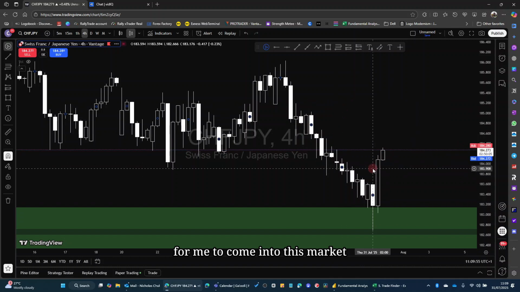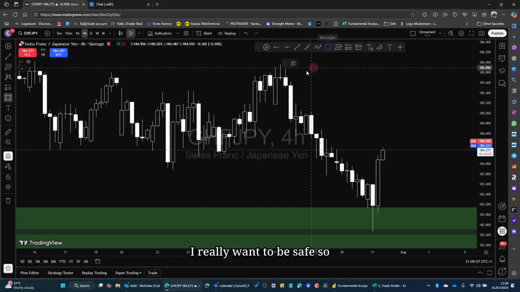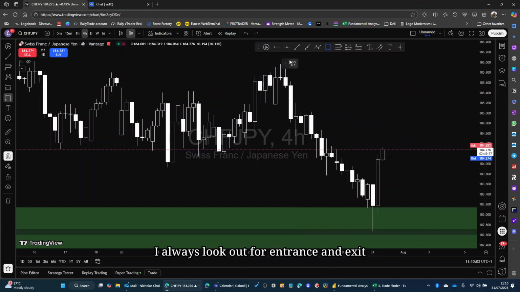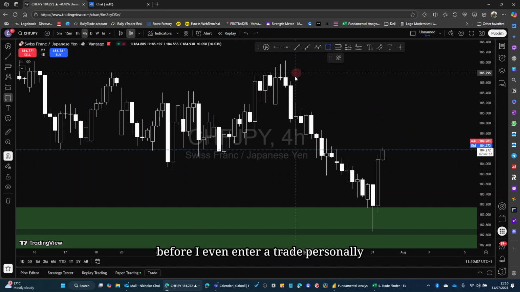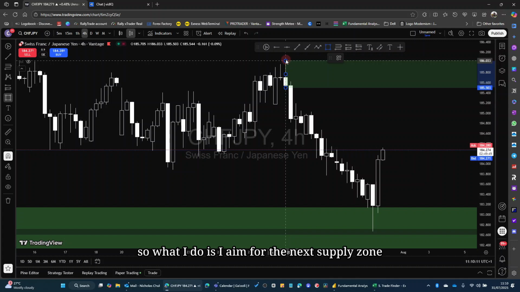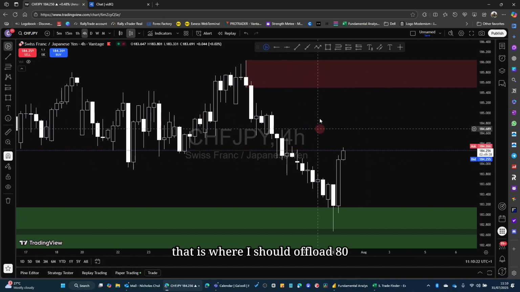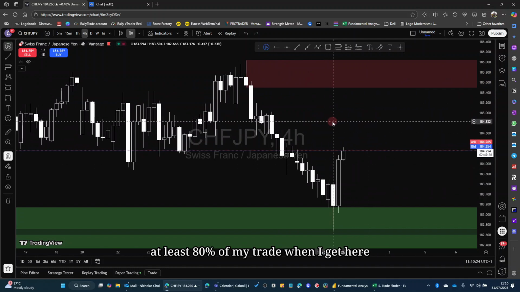For me to come into this market, I really want to be safe. So what I'll do is I need to also look out for where to get out. I always look out for entrance and exit before I even enter a trade personally. So what I do is I aim for the next supply zone. So this is a supply zone on the 4 hour. That is where I should offload at least 80% of my trade when I get here, and then let the rest run.